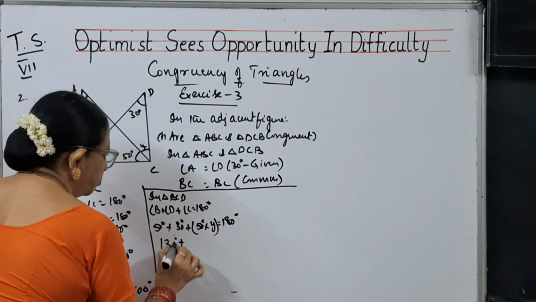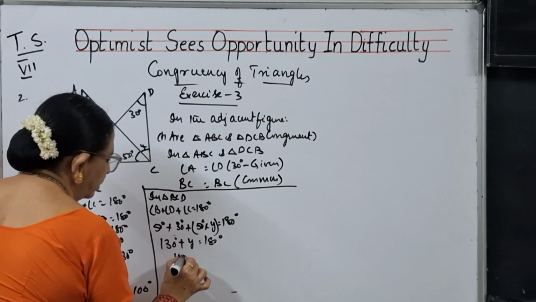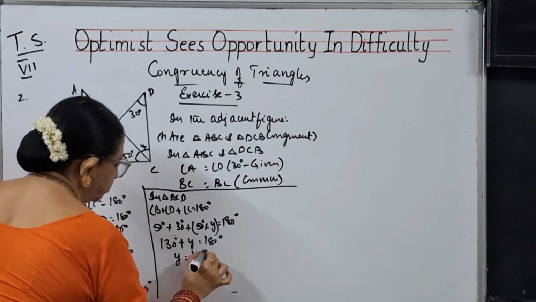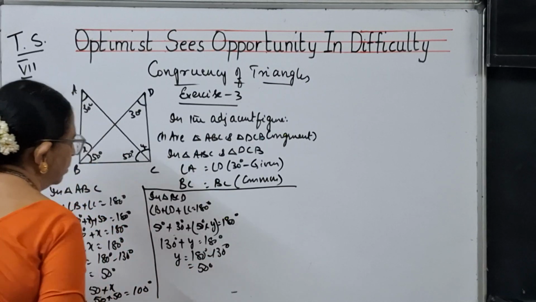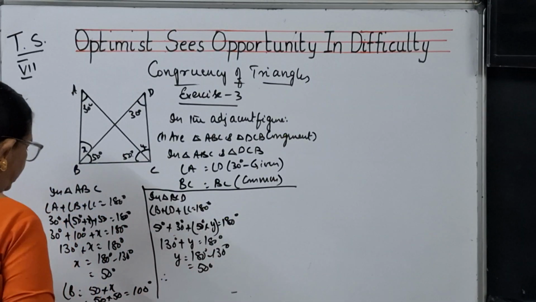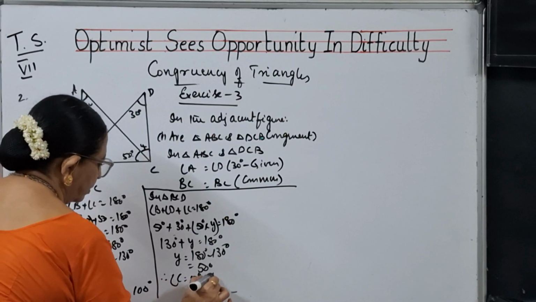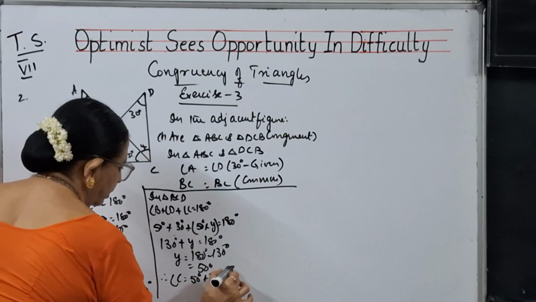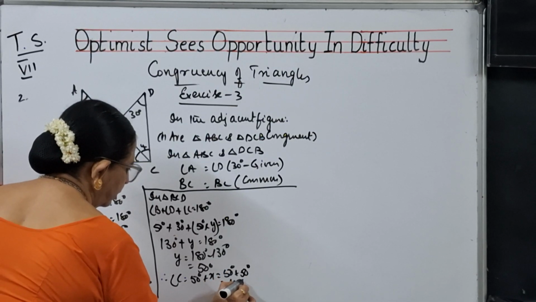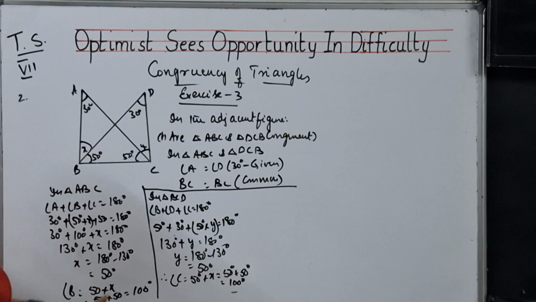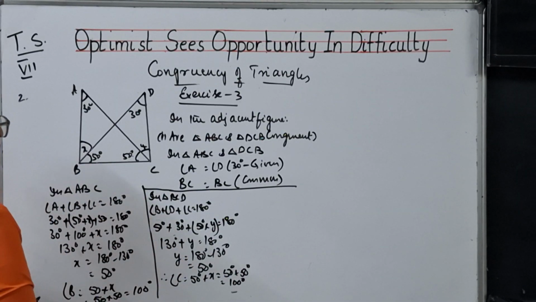130 degrees plus y is equal to 180 degrees. So what is y? 180 degrees minus 130 degrees, that is 50 degrees. So what is angle C? Angle C here is 50 degrees plus x, that is 50 plus 50, that is 100 degrees. So angle B and angle C, on calculating, we are getting both of them are equal.